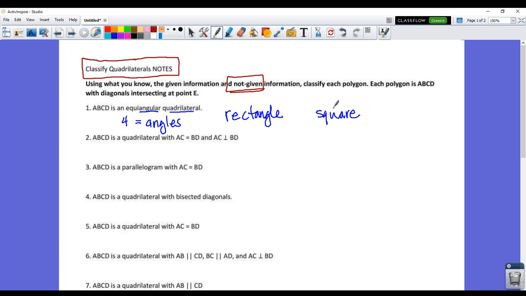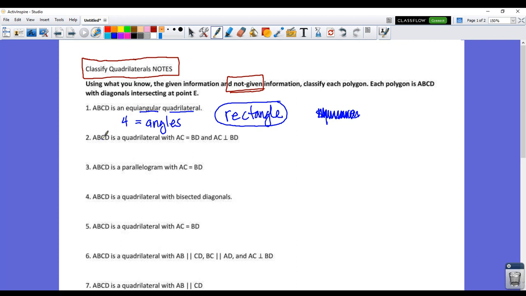Now, in order for it to be a square, we would also have to know that it has four equal sides. But this just tells us that we have four equal angles. So we don't know enough information to say that it's definitively a square. All that we can say is that it's definitely a rectangle. It might be a square, but it is for sure some type of rectangle. So an equiangular quadrilateral can be classified as a rectangle.